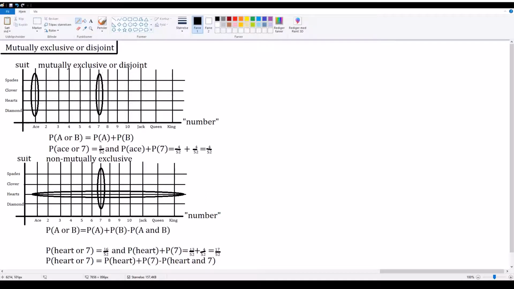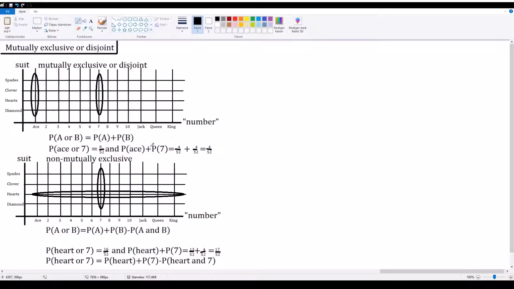Mutually exclusive and the word disjoint are interchangeable. They mean essentially the same thing. So how do you determine if 2 outcomes are mutually exclusive or non-mutually exclusive? Well, you can find that out by taking P of A or B equals P of A plus P of B. So for example, P of ace or 7 is 8 out of 52 because there's 8 different suits of each of those cards, and there's 52 cards in total.